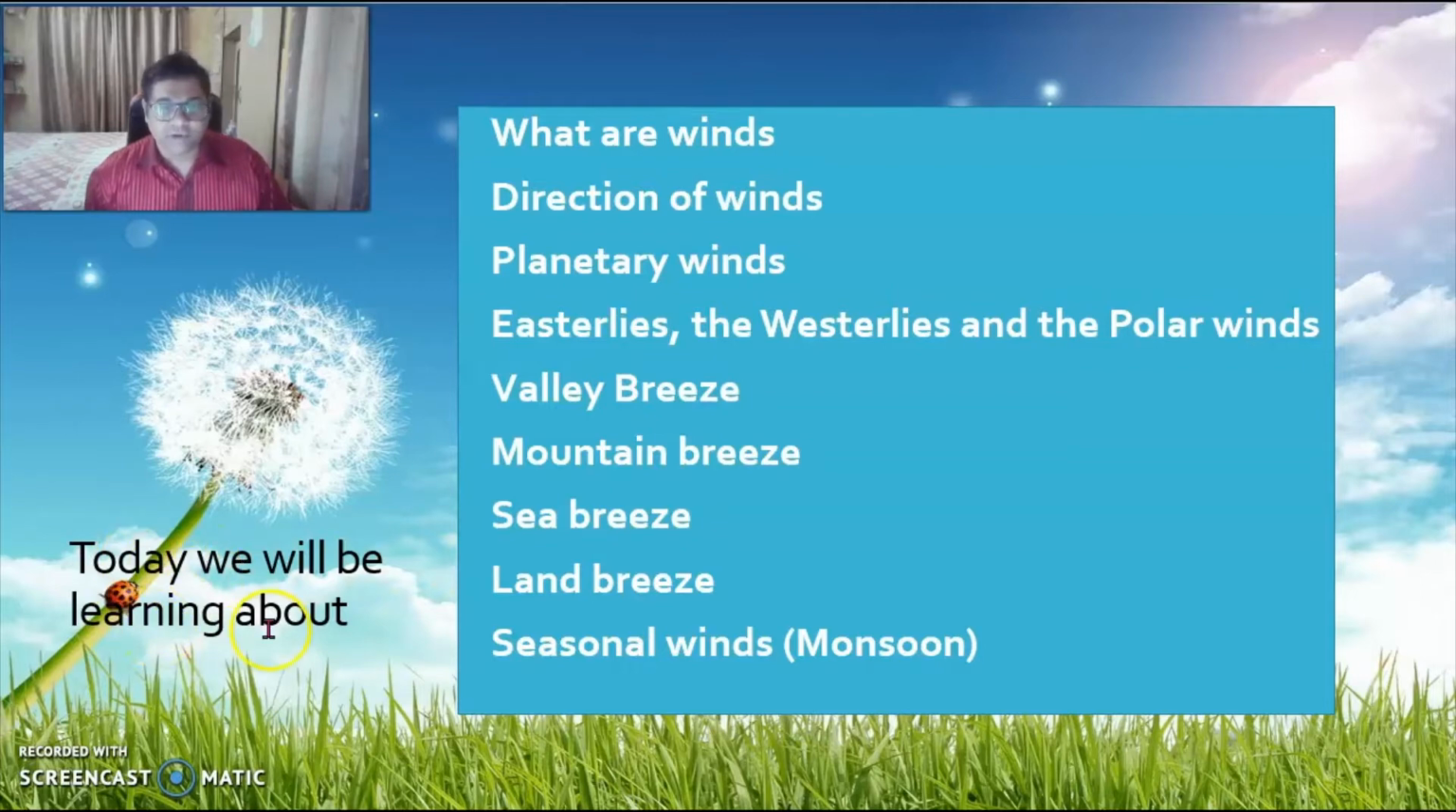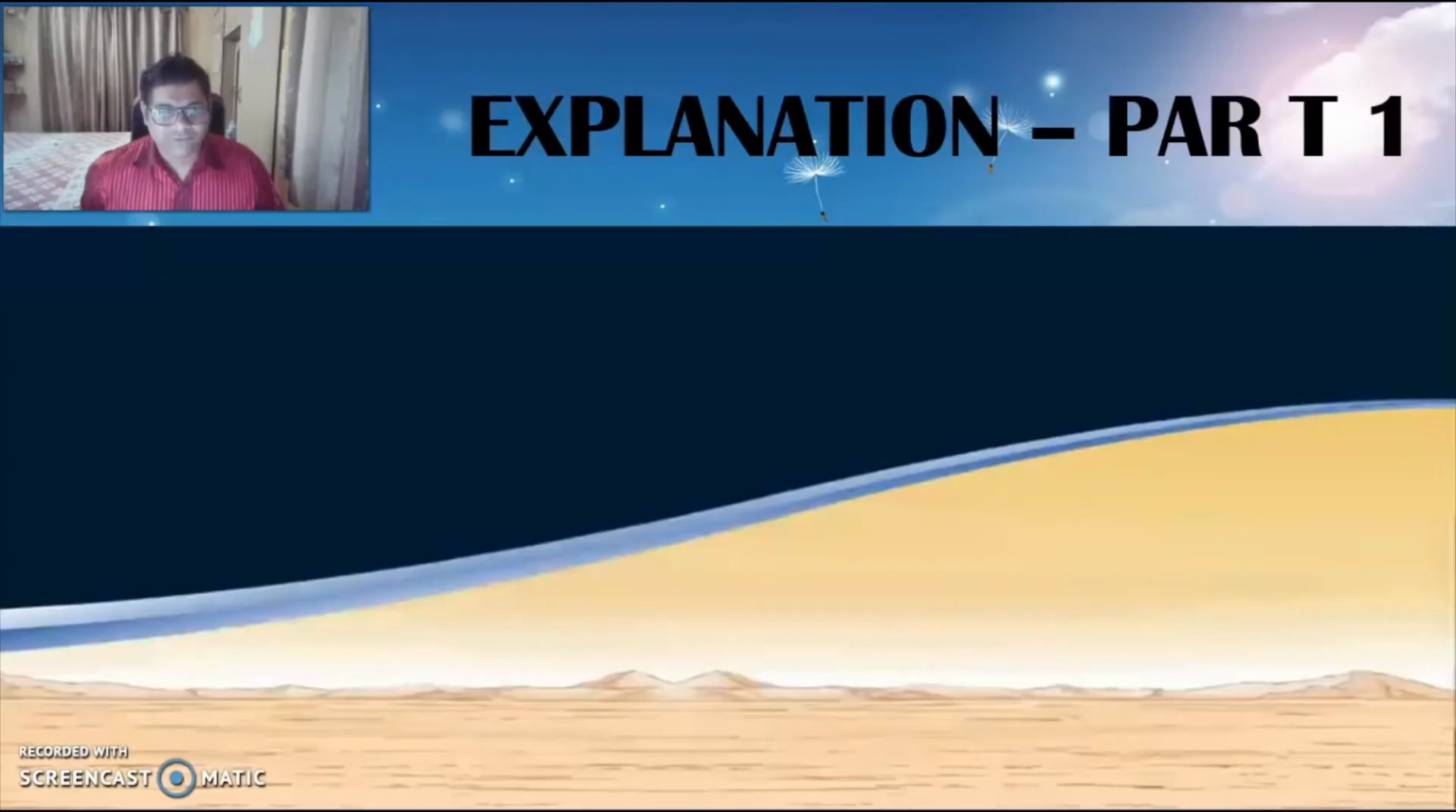Today we will be learning about what are winds, direction of winds, planetary winds, easterlies, westerlies, and polar winds. Valley breeze, mountain breeze, sea breeze, land breeze, and seasonal winds. That is a monsoon. Alright. We will now watch the explanation of part 1. I want you to watch the explanation very carefully, students.